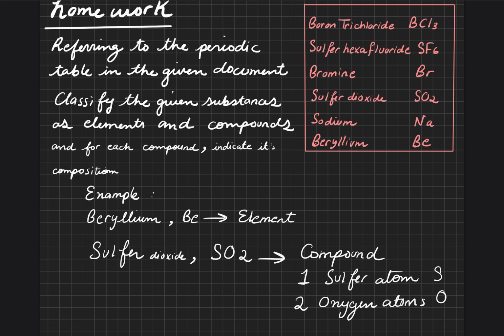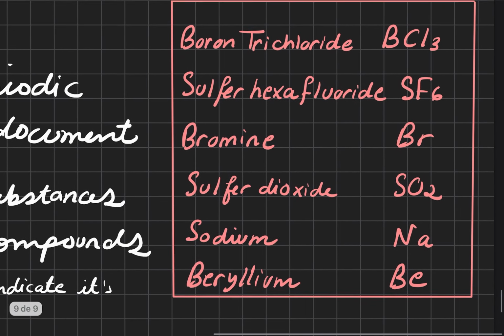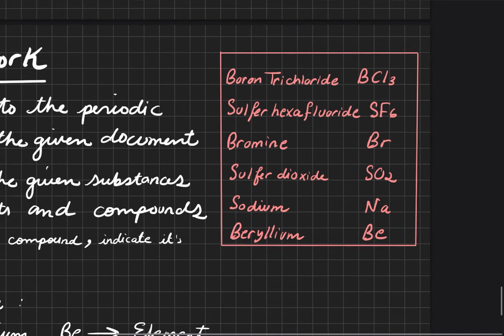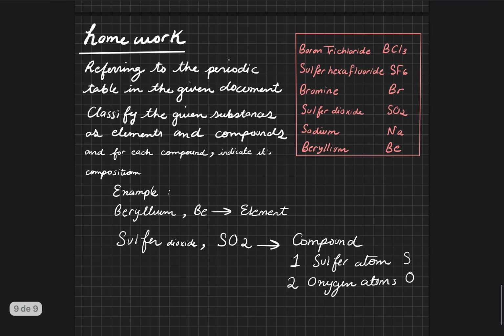I want you to continue doing the same for boron trichloride, for sulfur hexafluoride, for bromine, and for sodium. Beryllium and sulfur dioxide are already done in the example. I want you to continue doing the same for the rest of the compounds and elements, okay?